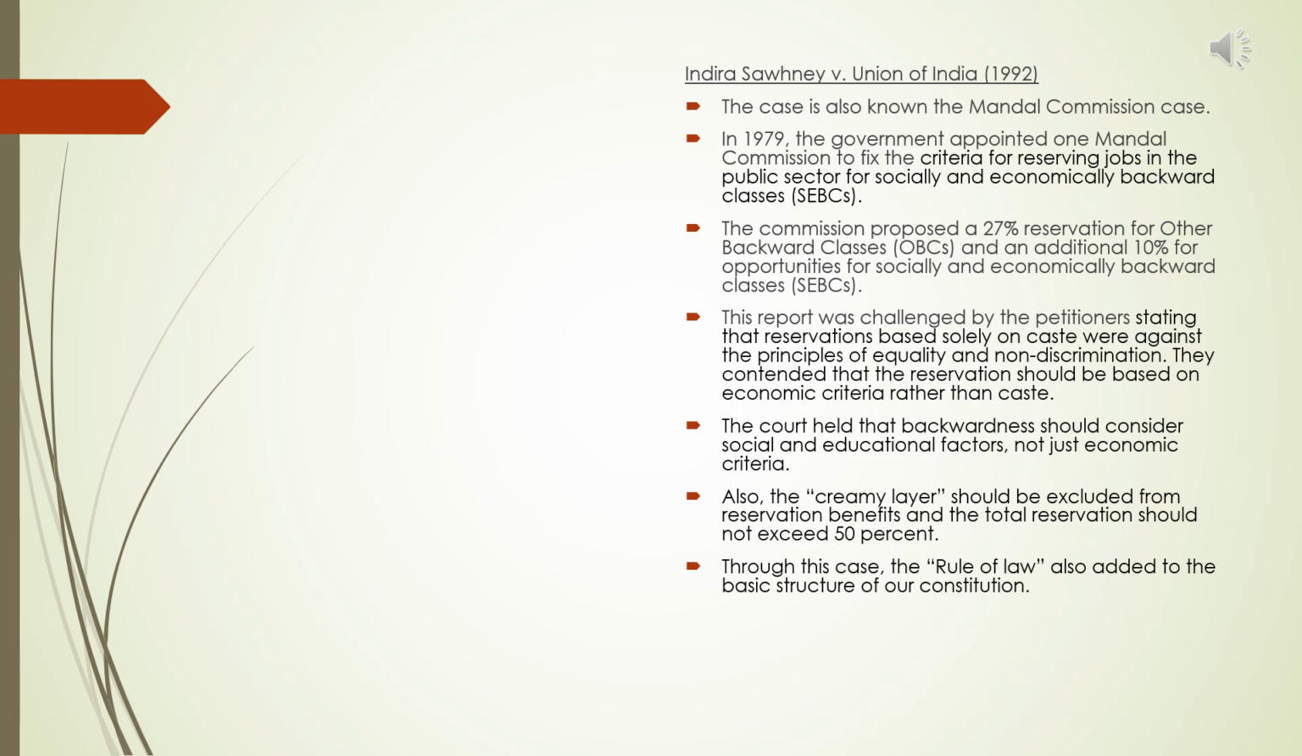But the court held backwardness should be decided on the basis of social and educational factors and not just economic factors. And in the judgment, the court clearly stated that the creamy layer should be excluded from the reservation, and at the same time the total reservation should not exceed 50%. And it was through this landmark case the court brought the rule of law as one of the basic structure of the constitution.